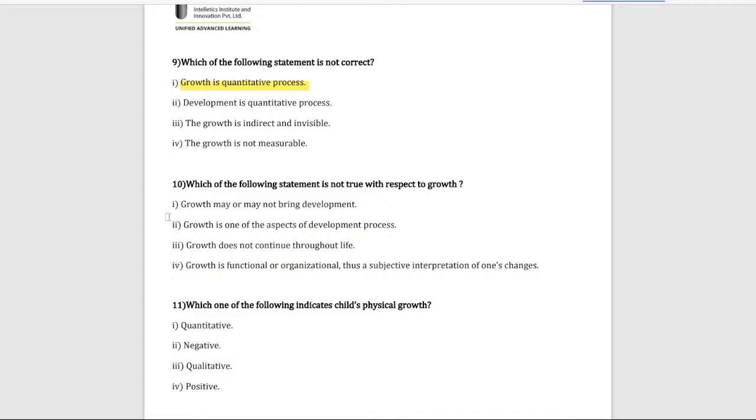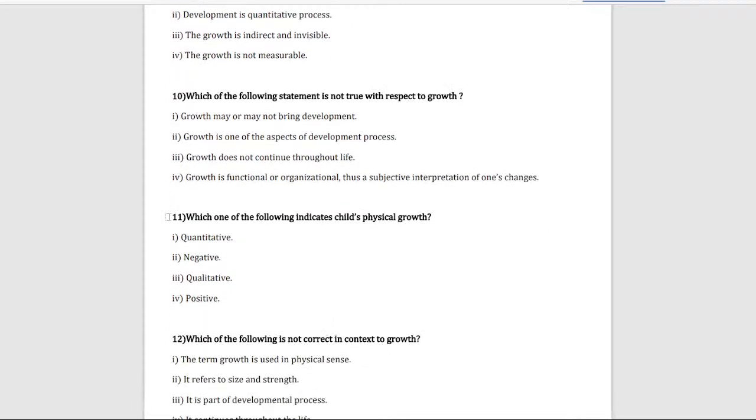Now, coming to question number 10, which of the following statements is not true with respect to growth? Not true, that is false. So, out of 4, 3 are correct, that is true statements, and 1 is the false one, and that is what you have to identify. The first option given is growth may or may not bring development. Second, growth is one of the aspects of the development process. Third, growth does not continue throughout the life. Fourth, growth is functional or organizational, thus a subjective interpretation of one's changes.